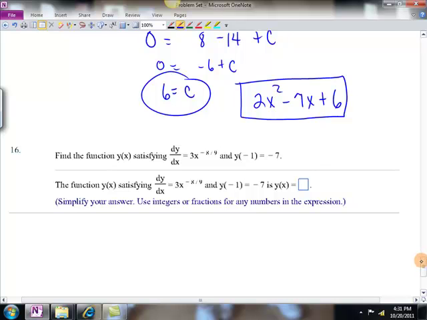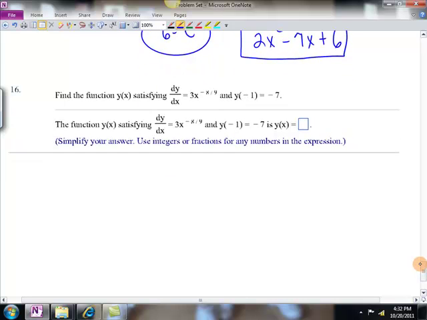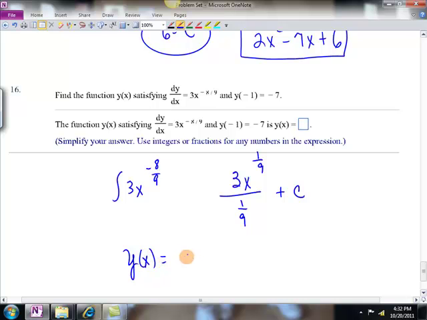And we've got our last one, same idea. This is the integral of 3x to the 8/9, and y of negative 1 is negative 7. So this becomes 3x to the, if I add 9/9 to that, that gives me 1/9, and I'm dividing by 1/9 plus c. So y of x is equal to 27x to the 1/9 plus c. I got the 27 because when you divide by this, you flip it and multiply. So it's 3 times 9.